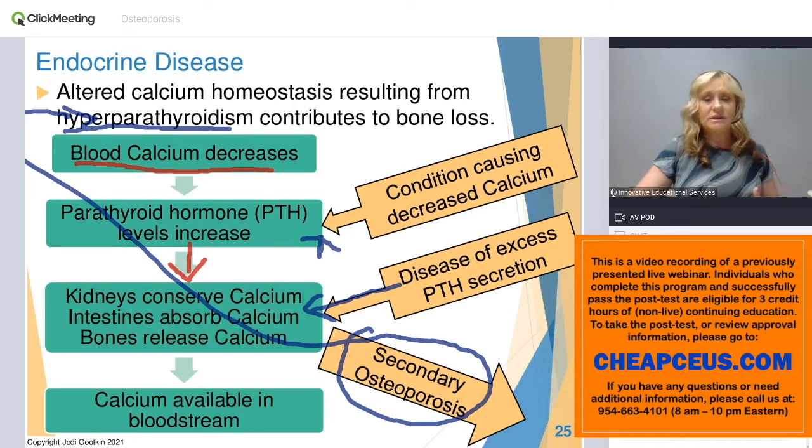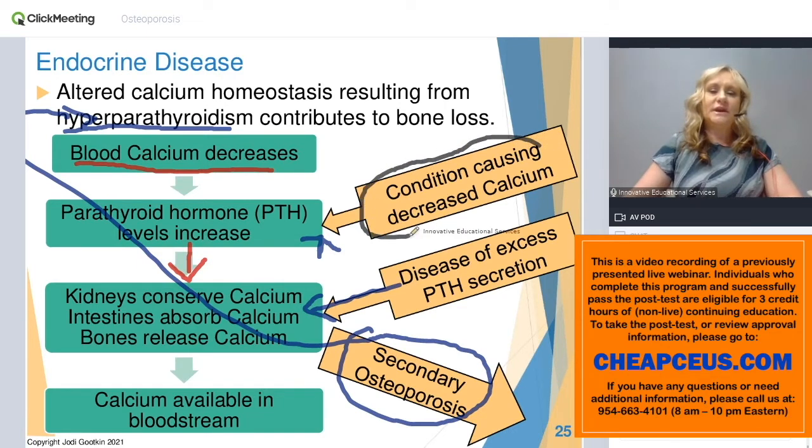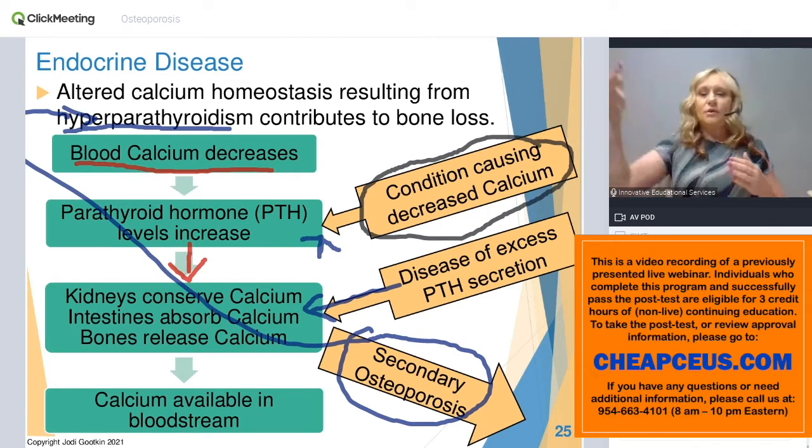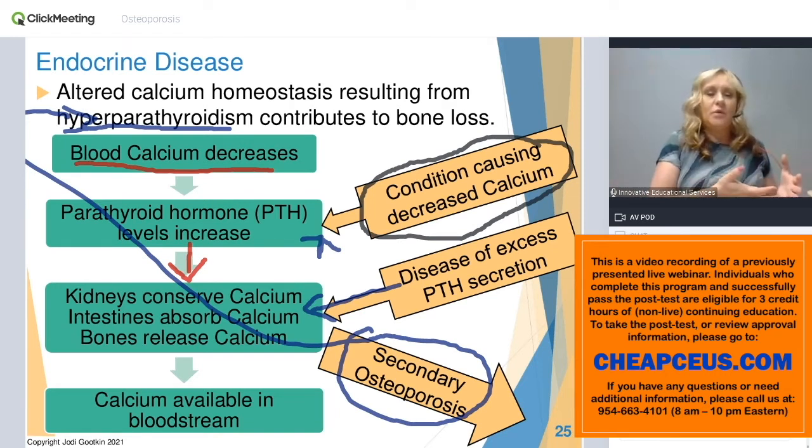We can also see this similar cascading of events when an individual presents with any condition that is going to decrease the calcium in the blood. It is going to trigger this sequence of events where the body will release parathyroid hormone to go pull from the bones, leading to that secondary osteoporosis.